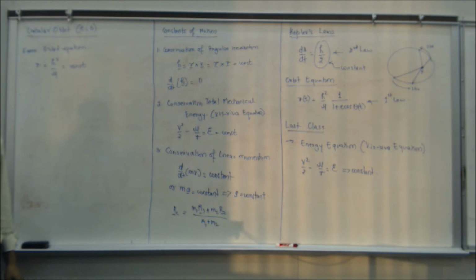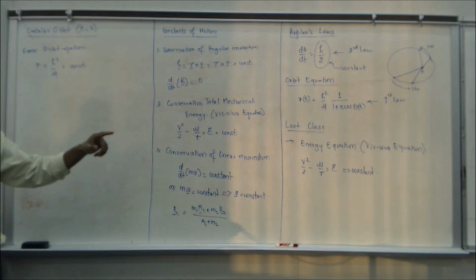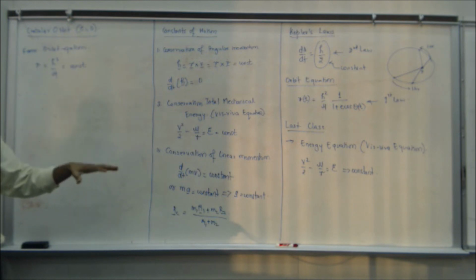2 pi over 365 should be the period. We'll talk about that later, but it has to be a circular orbit. A geosynchronous orbit has to be a circular orbit.